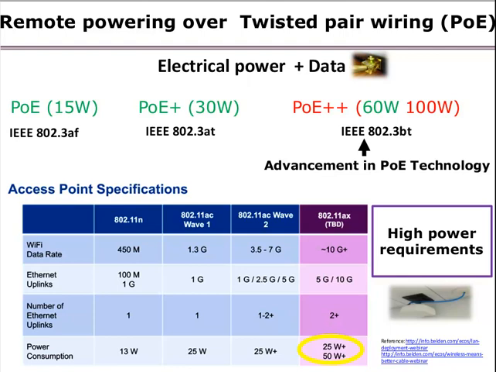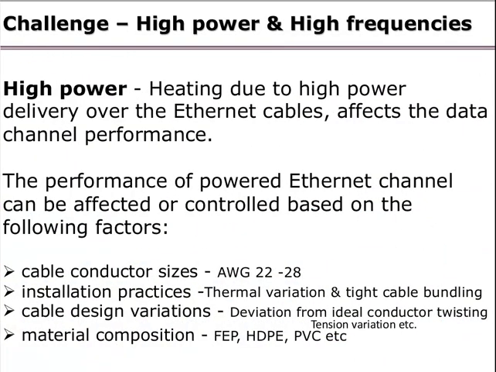With the standardization of electric power now heading towards 100 watts, the effect of temperature arising from 100 watts can affect the quality of the data signal passing through the bonded Ethernet cables. At high frequencies, the effect can be significant. This is because at high frequencies, the frequency-dependent effects such as ringing, crosstalk, skin effect, and dielectric loss become prevalent.